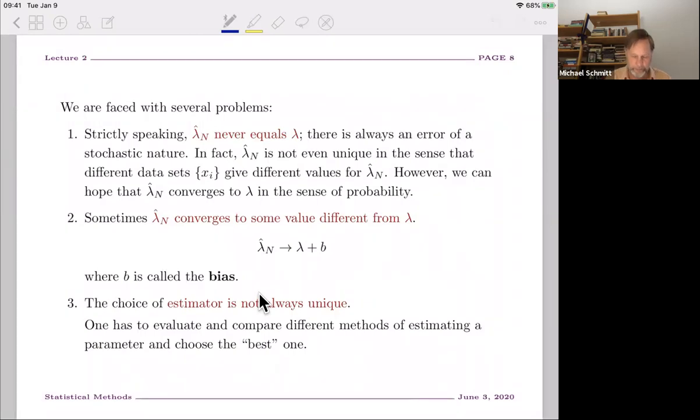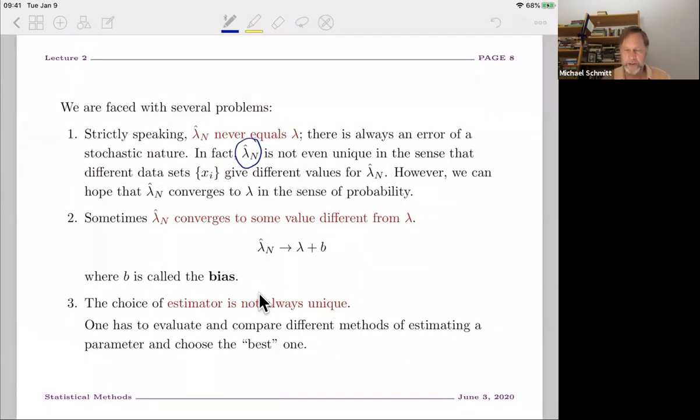Now, even though that's really simple, we already have run into troubles, okay? First of all, the value of your estimator is never the right value. It never equals lambda, at least if this is taken from the real numbers. There's always some sort of error of a stochastic nature. Secondly, if you repeat the estimate with a different set of data, you'll get a different value. So the value of the estimator is not unique, okay?